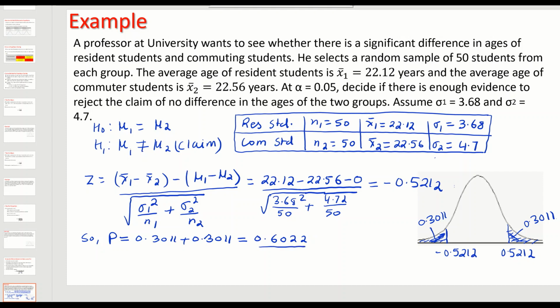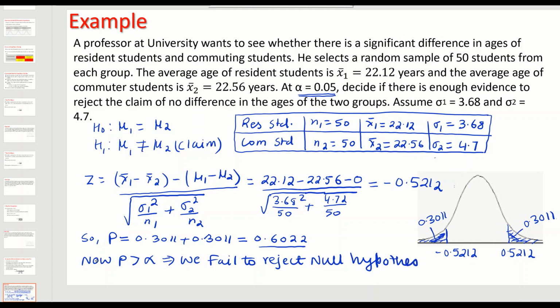Now we are going to compare this p-value with the significance level. What we see is our p-value, which is 0.6022, is in fact greater than alpha, which was 0.05. So we got p more than alpha. The meaning of that is we fail to reject the null hypothesis. If this condition is true, we fail to reject the null hypothesis. Let me write that. We failed to reject the null hypothesis.